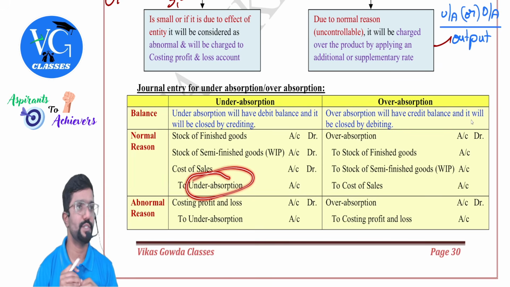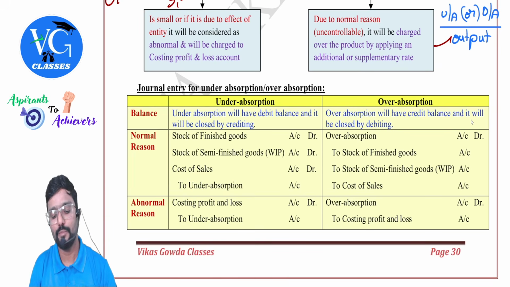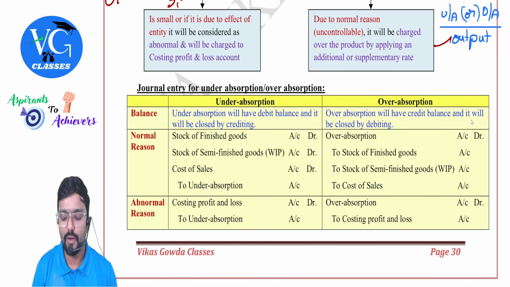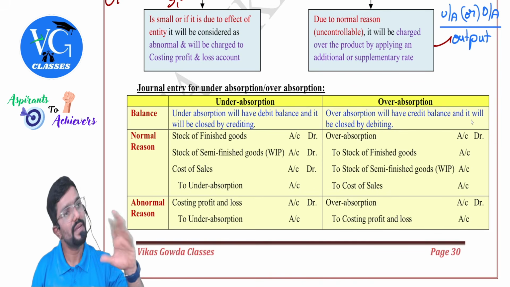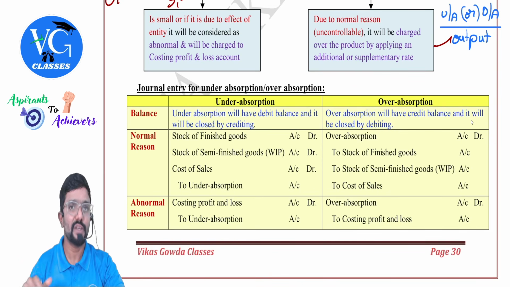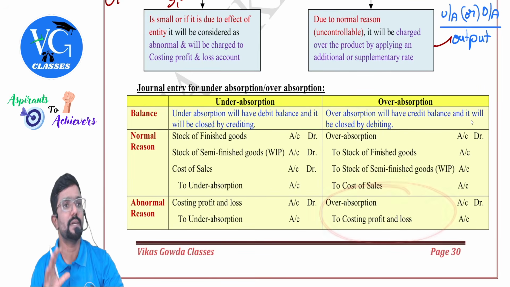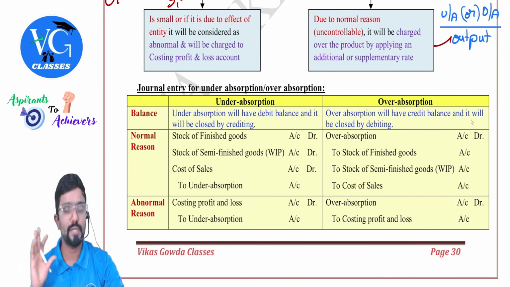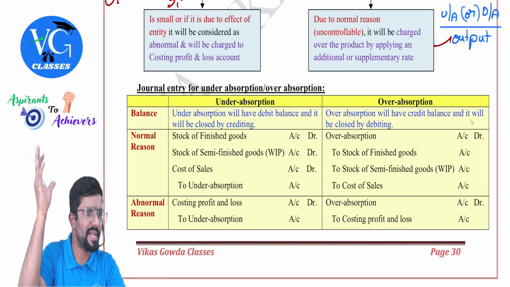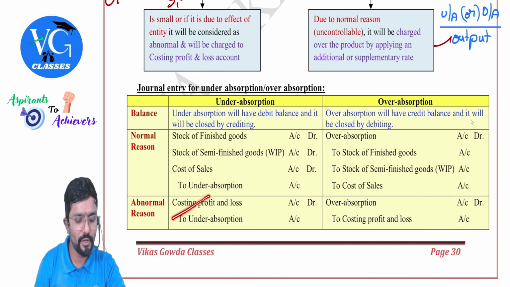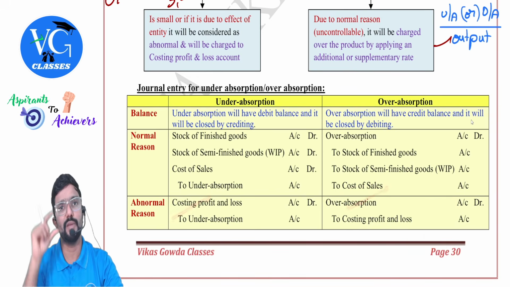Under absorption. Coming back to over absorption, it already has a credit balance. Why, sir? We have charged more. Cost is already charged more. So if it is due to an abnormal reason, pass this entry: over absorption to costing P&L account. Similar to gain, guys. Abnormal gain. Clear? Yes. This is similar to abnormal loss. This is similar to abnormal gain.